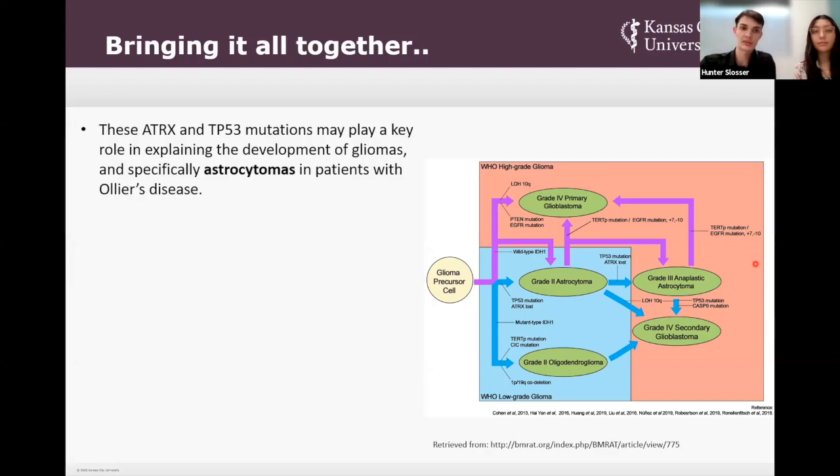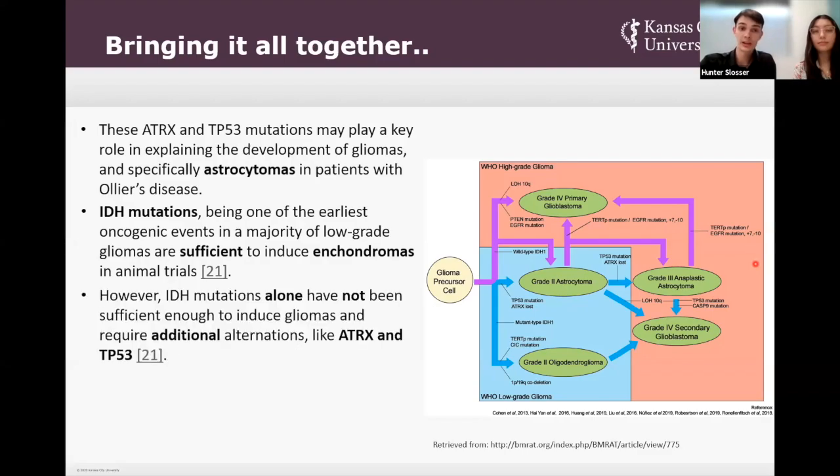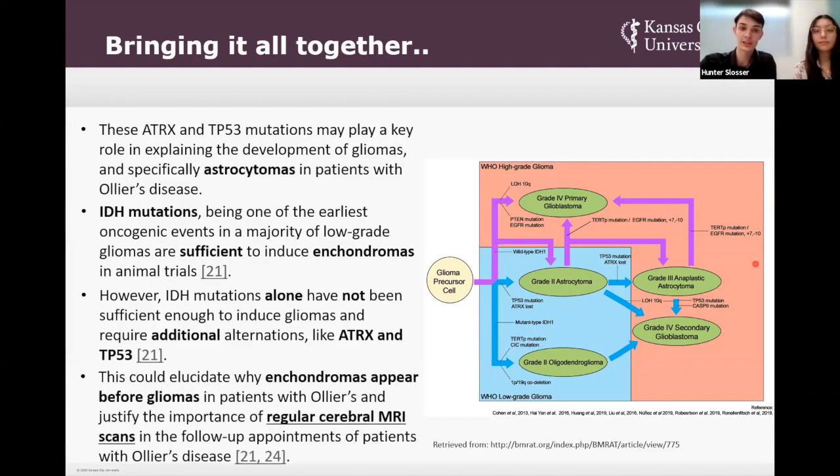patients with Ollier's disease. IDH mutations, being one of the earliest oncogenic events in a majority of low-grade gliomas, are sufficient to induce enchondromas in animal trials. However, in human trials, IDH mutations alone have not been sufficient to induce gliomas and require additional alterations like the ATRX and TP53. This could elucidate why enchondromas appear before gliomas in patients with Ollier's disease and justify the importance of regular cerebral MRI screens and follow-up appointments of patients with Ollier's disease.